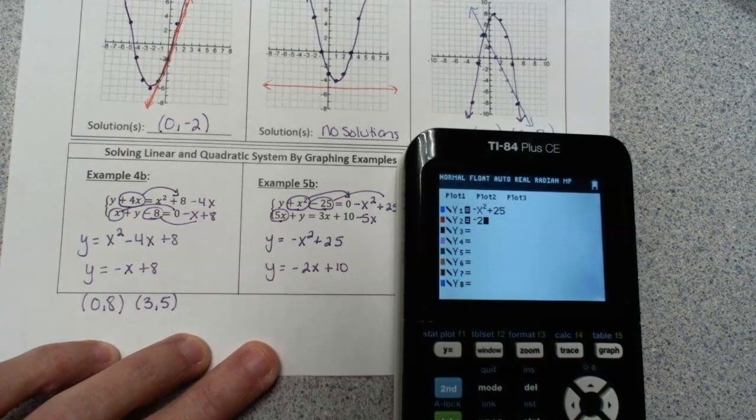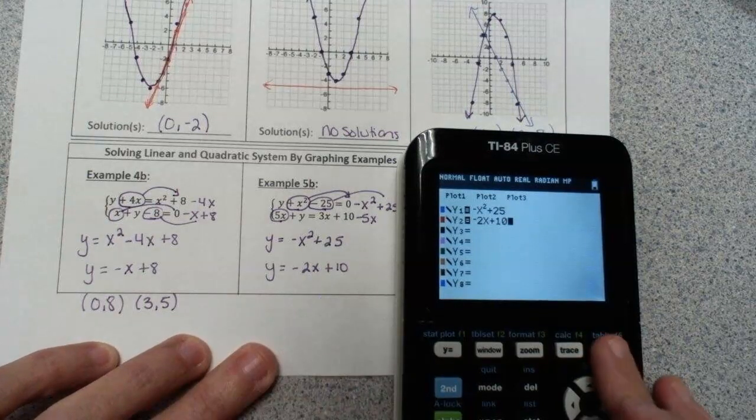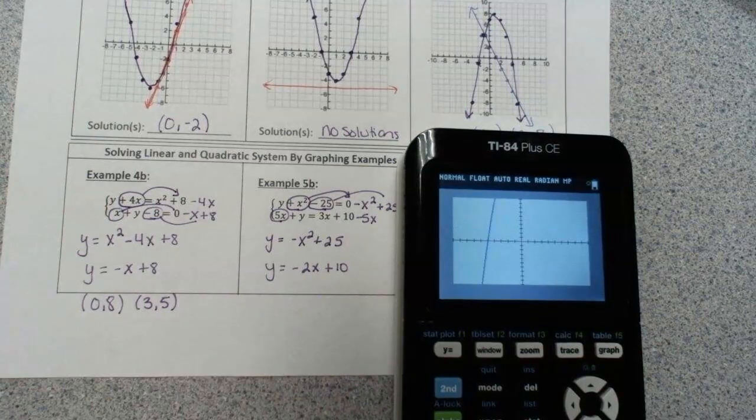And then negative 2x plus 10. Now I can already tell because I've got numbers like 25 and 10, I may not be able to see anything on here. And so I'm probably going to have to zoom out.